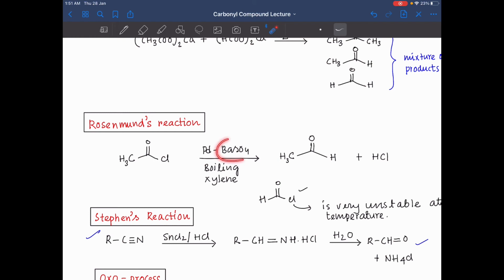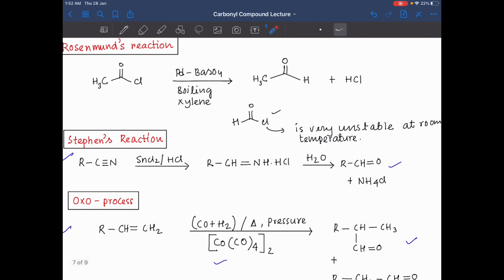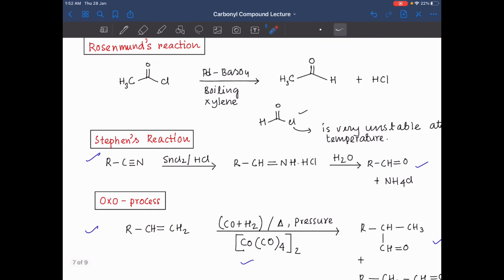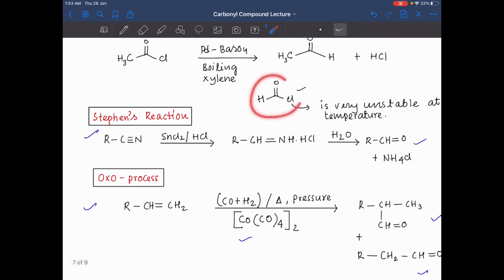We add BaSO4 because in its presence, the aldehyde which is produced here cannot be oxidized further. That's why we use barium sulfate. So the acid chloride is converted to acetaldehyde in the Rosenmund reaction. By the Rosenmund reaction, we cannot produce formaldehyde, because in order to produce formaldehyde we have to use the reagent HCOCl, but it is very unstable at room temperature. That's why we cannot produce formaldehyde via the Rosenmund reaction.